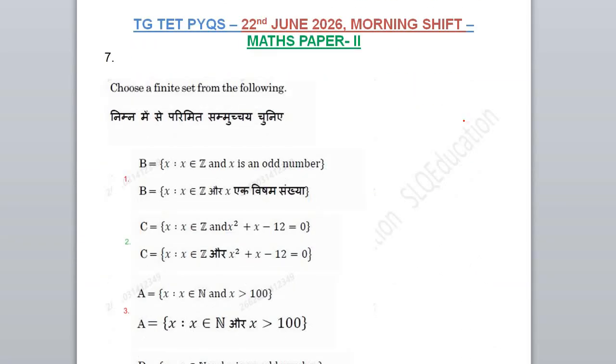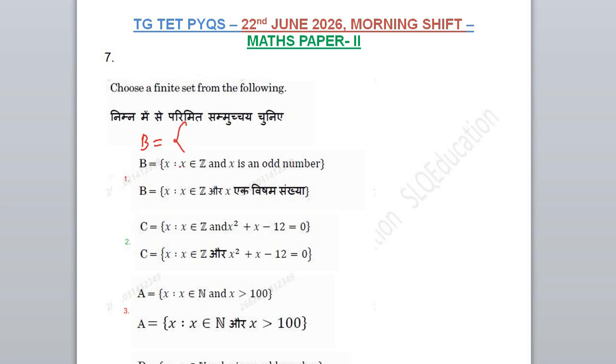Next one is the seventh one. Choose the finite set from the following. Which is finite? We have to find out. This is our seventh question. So we have to simplify. The given set is in set builder form. We have to find its roster form. So what is given here? B is given. So what is its roster form?